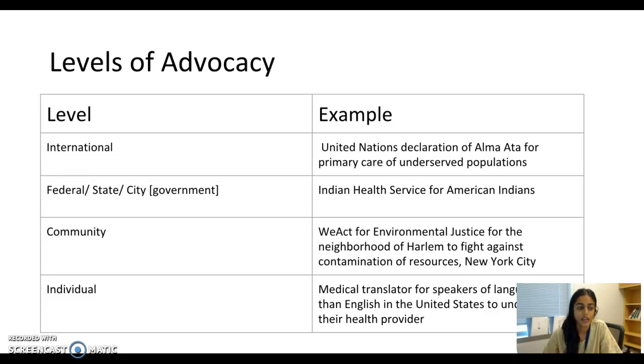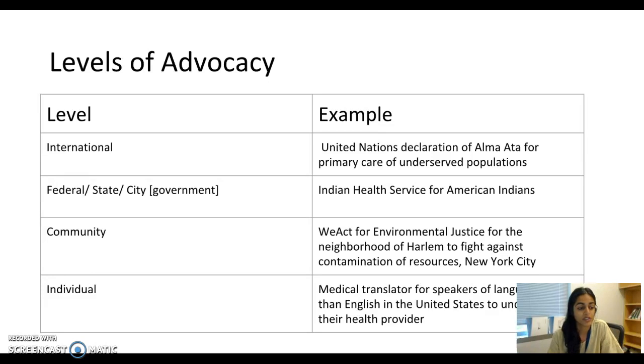So on an individual level, there's definitely advocacy that you might think of as such as a translator, which is a one-on-one relationship between a patient and a provider and someone who's bridging that cultural gap and language gap and things like that.